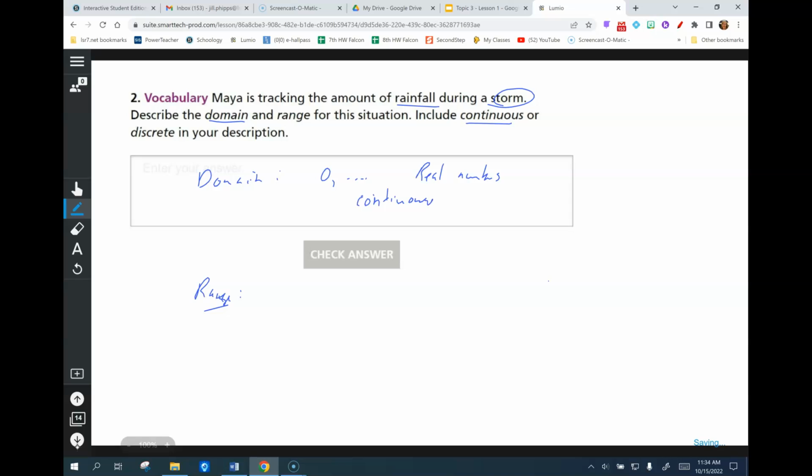Continuous. Okay? And then we're going to talk about, she's tracking it. Probably range would be your time. So your time can also be continuous. So it's going to go from 0 to whenever the storm ends. Okay? And that would be hours. So yes, that could be a discrete. This one would also be continuous, because it can be a fraction. So this would be real numbers.